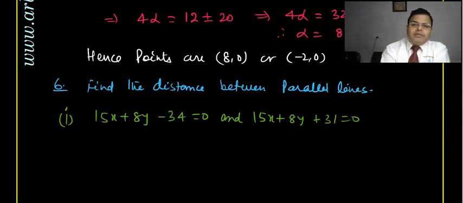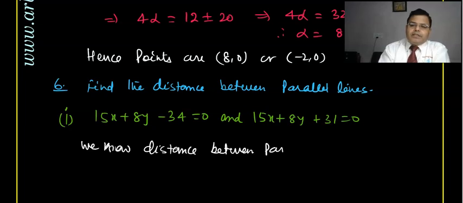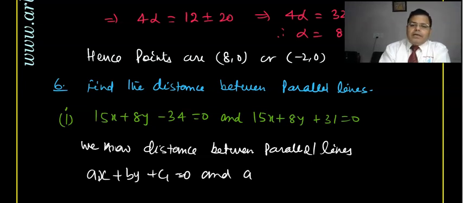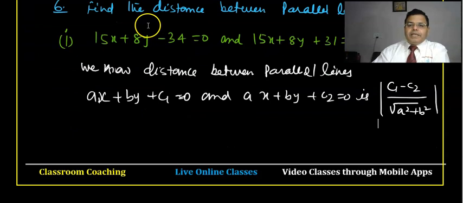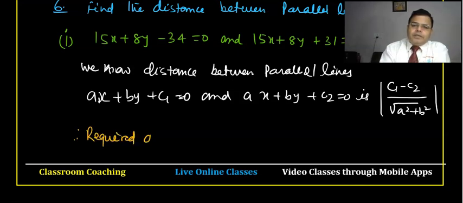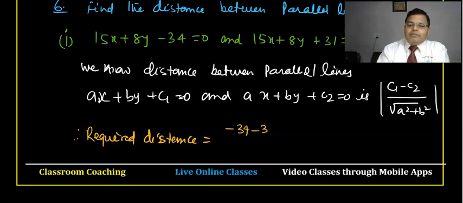So we can find the distance between parallel lines. We know the distance between the parallel lines ax plus by plus c1 is equal to 0 and ax plus by plus c2 is equal to 0 is c1 minus c2 upon under root a square plus b square. So the required distance is given by, what is c1 here? C1 is minus 34 and c2 is 31.